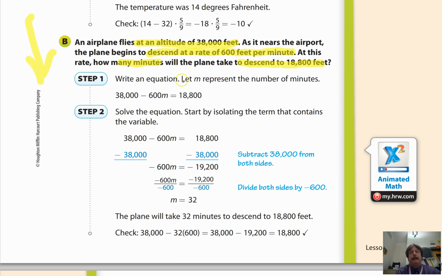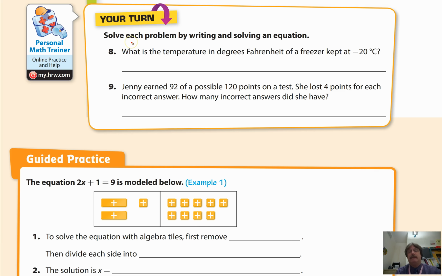Okay, they're telling you that m represents the number of minutes. So we started at 38,000. It descends, so it goes down 600 feet per minute. So that's what the m is. And you're going to finish at 18,800 feet. So you can see the steps here of using two-step equations to solve, and they'll tell you that the plane will take 32 minutes to descend to 18,800 feet at a rate of 600 feet per minute. You can do number 8 because you already have an example for that one.